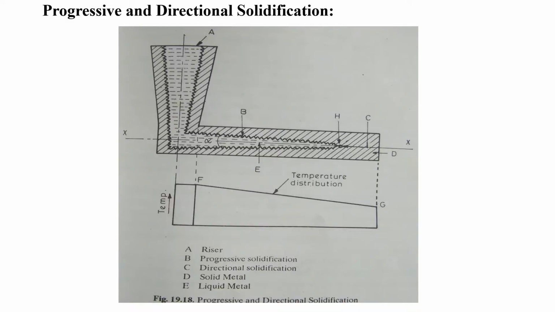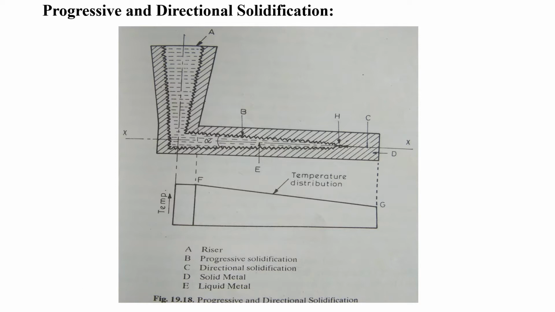In this module number 3, solidification of non-ferrous metals used in foundry. In the last class lecture, we discussed the solidification variables. The remaining part is progressive and directional solidification. So, what is progressive and directional solidification?